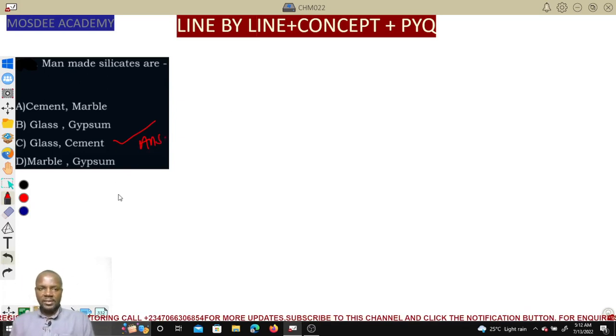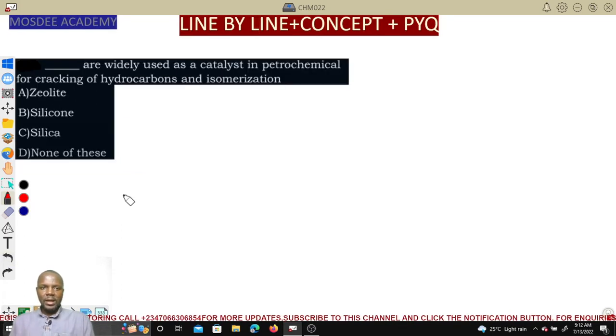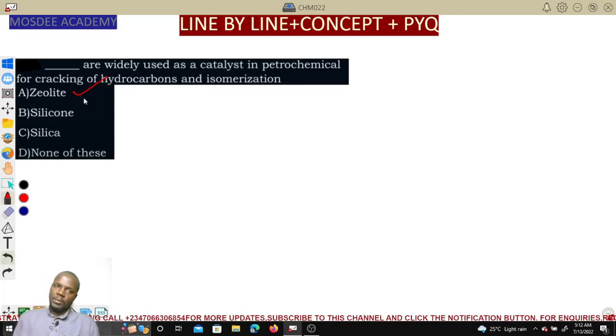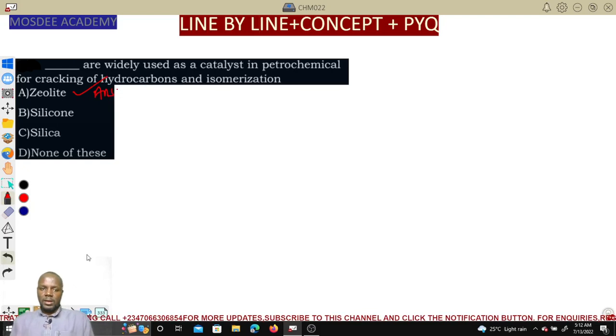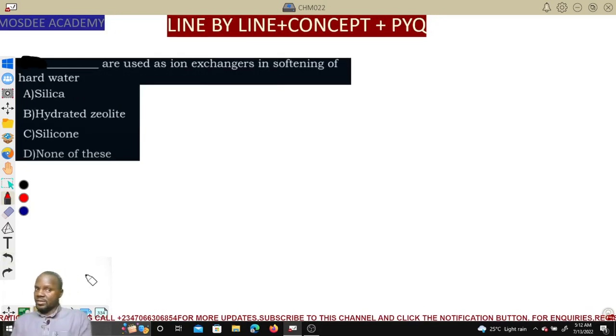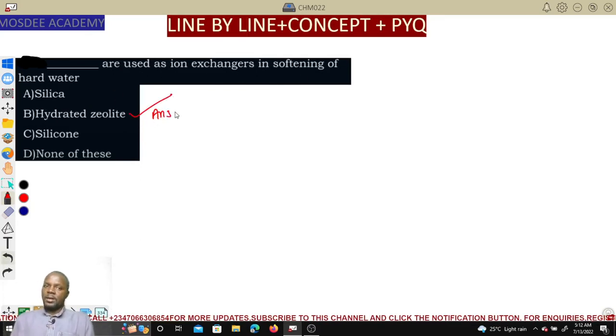Then the next one says that dash are widely used as catalysts in petrochemical cracking of hydrocarbons. The catalyst is zeolite. Zeolite is used as a catalyst in hydrocarbons. Silica gel is not used as a catalyst in hydrocarbons, but zeolite is. Dash are used as ion exchangers in the softening of hard water: hydrated zeolite. Remember? Thank you very much.